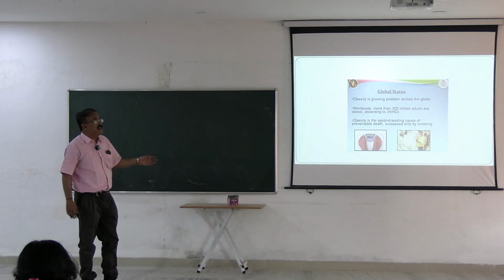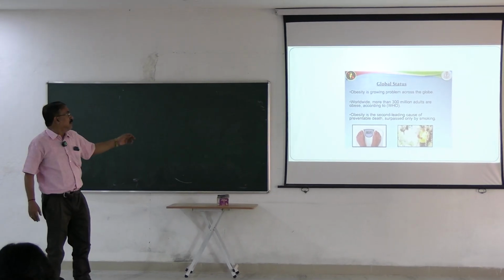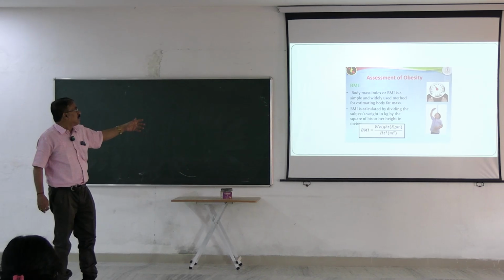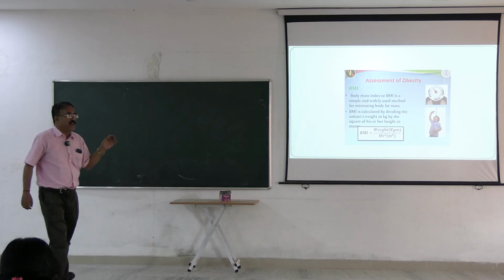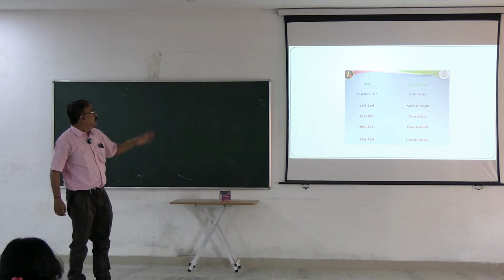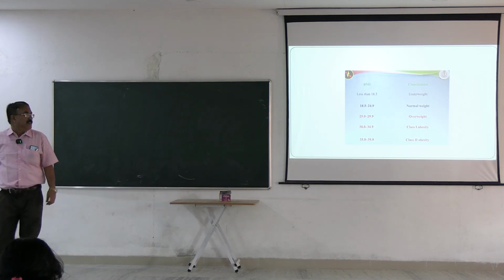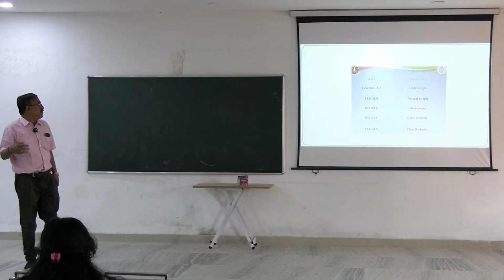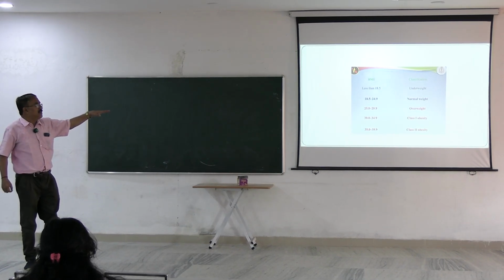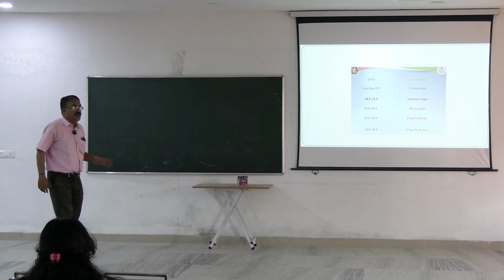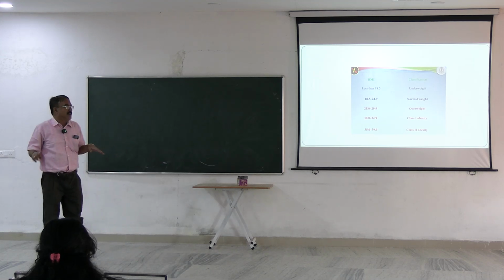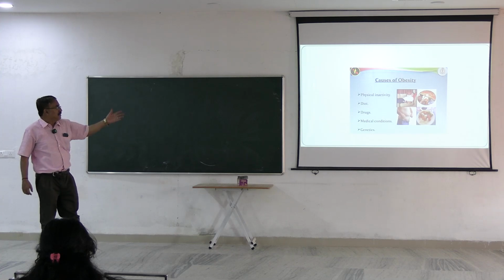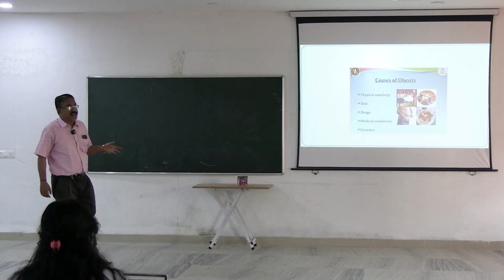Again, this is a global problem, and it's the second leading cause of preventable death in the globe, surpassed only by smoking. This is the formula for BMI, body mass index: weight in kilograms divided by height in meters squared. If it's more than 25, it's considered overweight. If it's more than 30, it's class 1 obesity. More than 35, it's class 2 obesity or severely obese. So we should try to keep the BMI between 18.5 and 25. Only then are we considered normal. Again, we have talked about the causes: physical inactivity, diet, drugs. Drugs can also cause obesity, as can medical conditions and genetics.